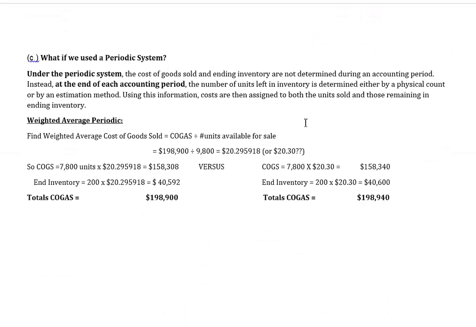So if we had periodic, right? Don't forget, the cost of goods sold and ending inventory are not determined during the accounting period. You're sitting back at the end of the period and you're just saying, okay, I want to calculate my cost of goods sold for 7,800 units and my ending inventory value for 2,000 units, right? How do I do that? Well, very simply. It's even easier than it is in FIFO periodic.